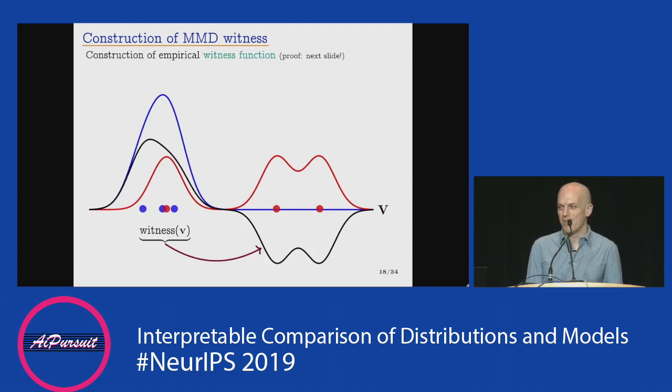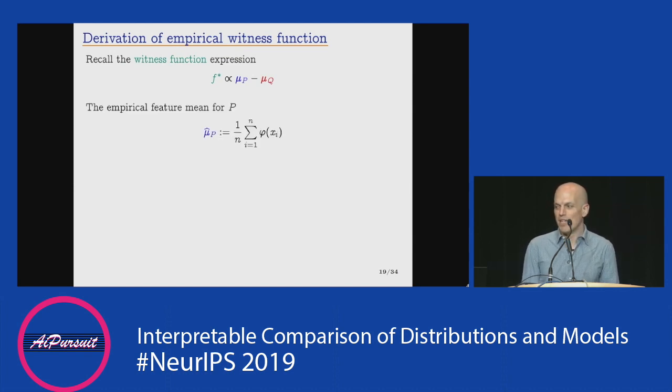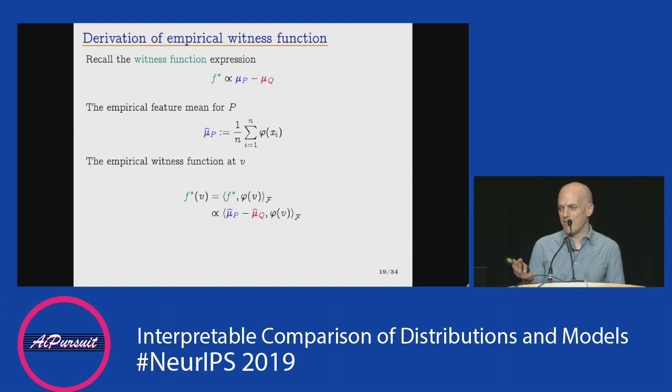Why was that correct? Okay, remember that the f that solves my optimization problem is, up to a constant of proportionality, the difference in the feature mean under P and the feature mean under Q. Let's say I've observed some points. So then I'm going to replace my feature means with my sample means. So here is my sample mean under P. What is my function, my witness function, computed at a point V? Well, it's the dot product of the coefficients that define it and the features of V. The coefficients that define it are the differences of the feature means under P and the feature means under Q.